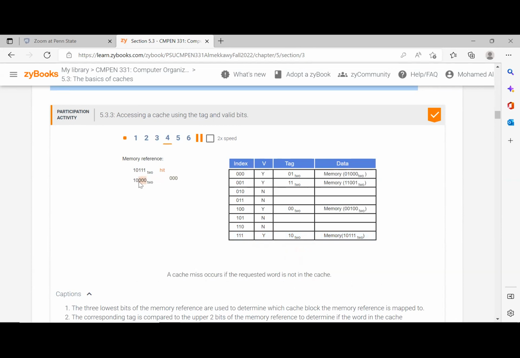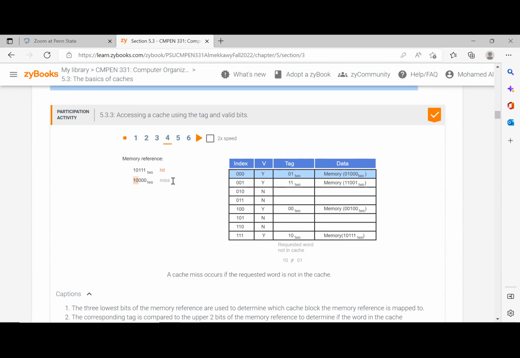Let's take that example. I will look also at the very first 3 bits. The very first 3 bits are 000. Yes, I will go to index 000. Valid, yes. The tag here is 01, but the tag I'm looking for is 10. So this means that it is not the one that I'm looking for, because they have different tags.